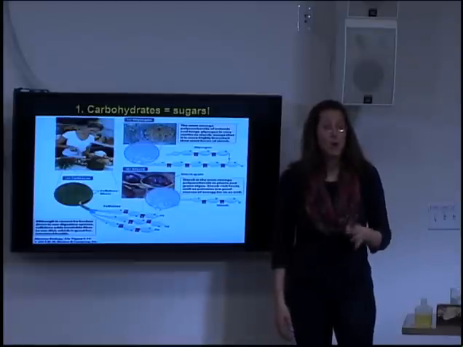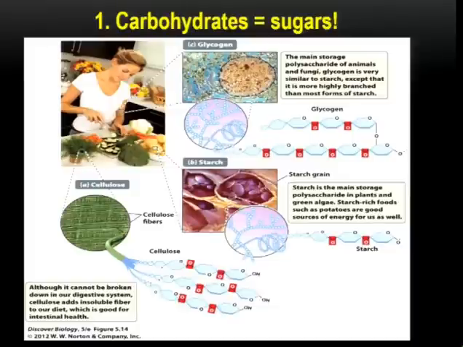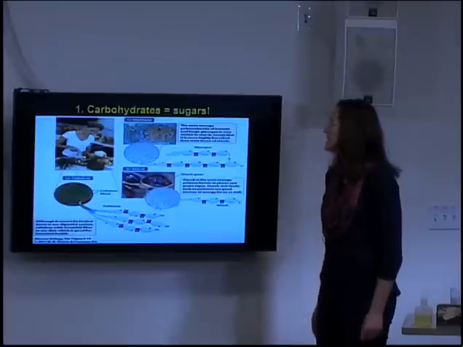Carbohydrates are the first polymer that we're going to look at. Carbohydrates basically are sugars. You have simple sugars and you have complex sugars. You've heard of both of these. You read about sugars on food labels. You hear about things like added sugars. We're going to get a chance to talk about those when we do nutrition in class.